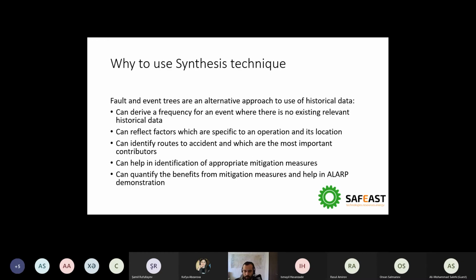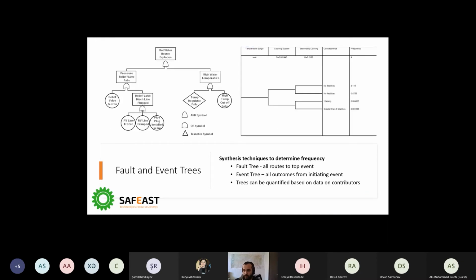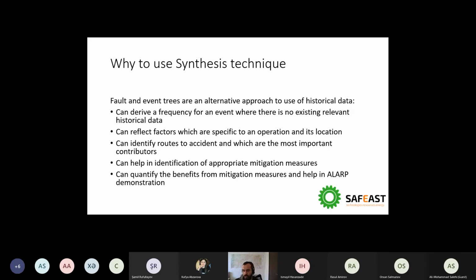The main advantage of using fault and event trees is that they are really an alternative to the historical data. So they can derive a frequency for an event which never happened. Let's say there is no historical data. Maybe this hot water explosion never happened, but we are trying to understand the frequency of this event happening, to see if you have high risk, low risk or medium risk.